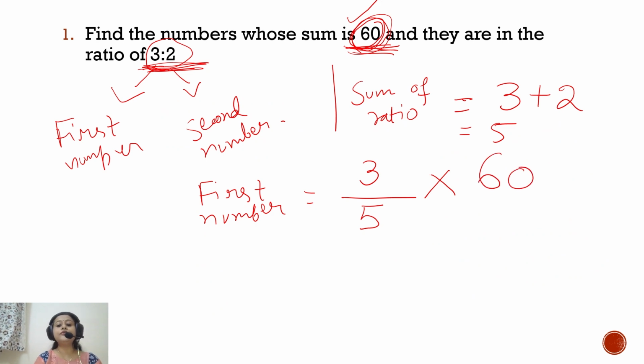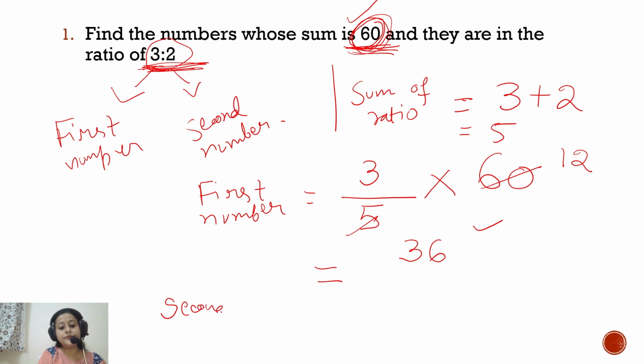Now you further simplify it. Here 60 is completely divisible by 5. So 5 into 12 will give us 60. If we divide 60 by 5, it will give us 12. So 12 into 3 is 36. So the first number we got is 36. Now in the same way, we will calculate the second number.